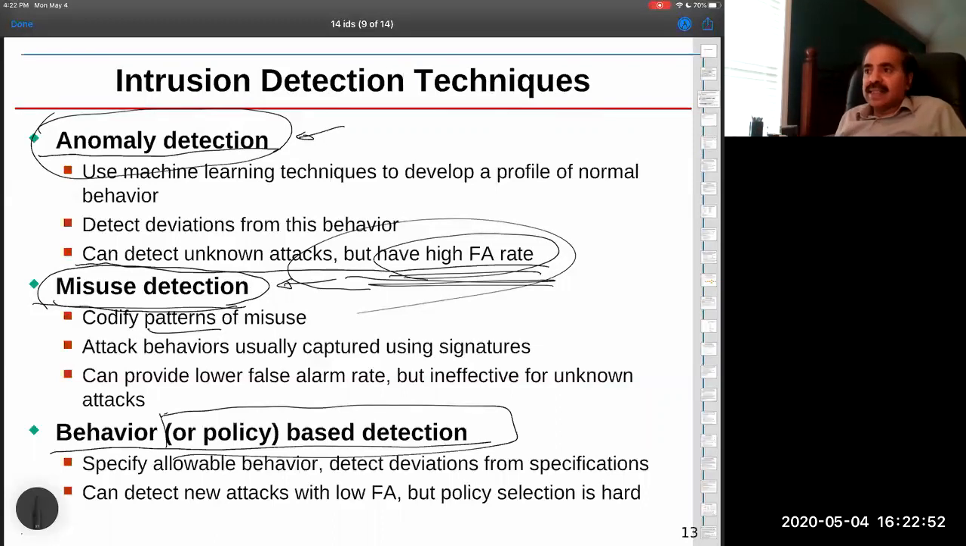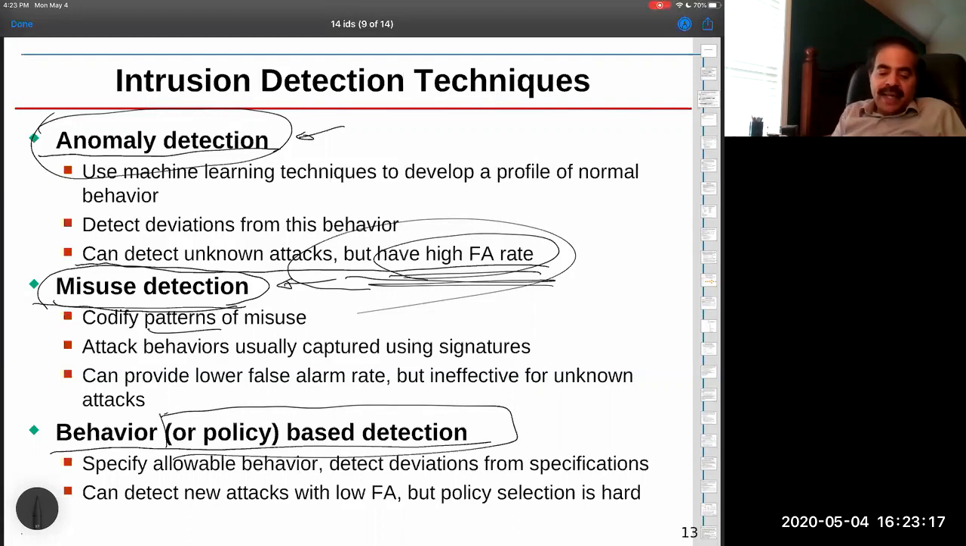Now, if you can generalize that and then think of what is legitimate use for various applications, then you may be able to quantify what is not a legitimate use, and that could trigger alarms.